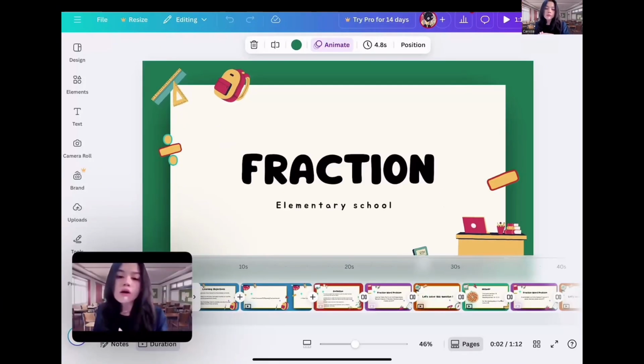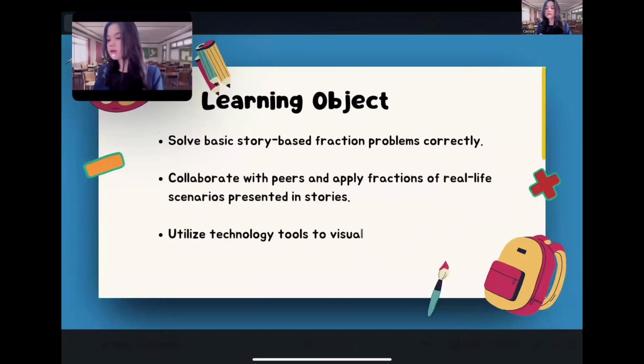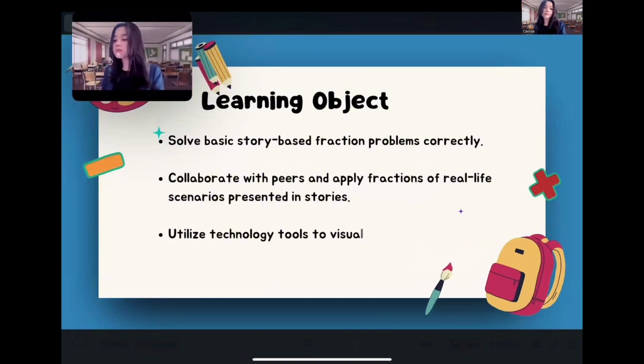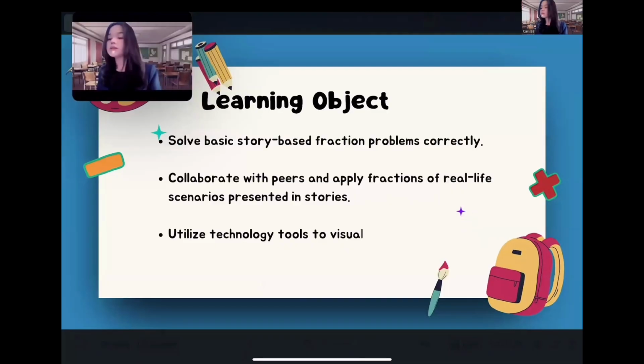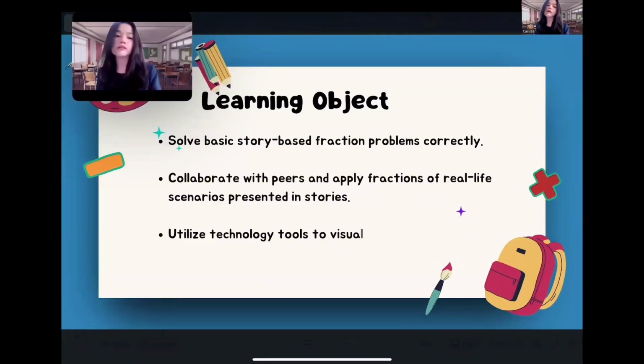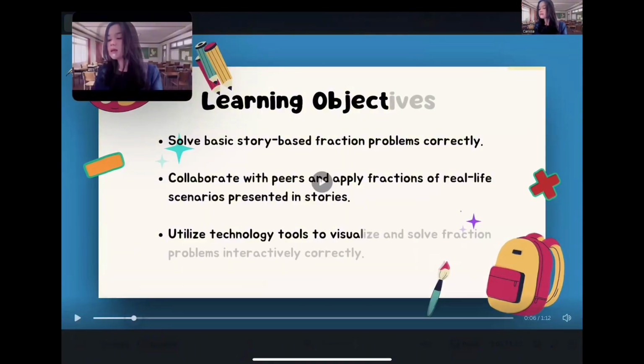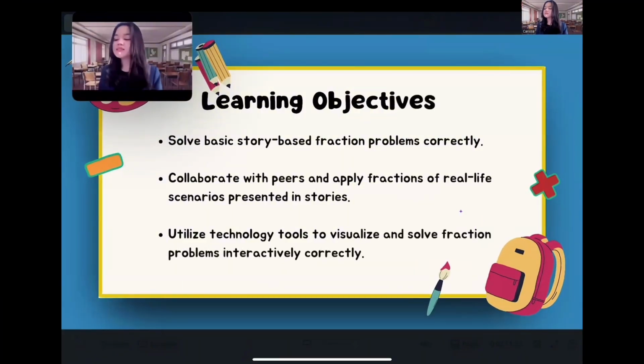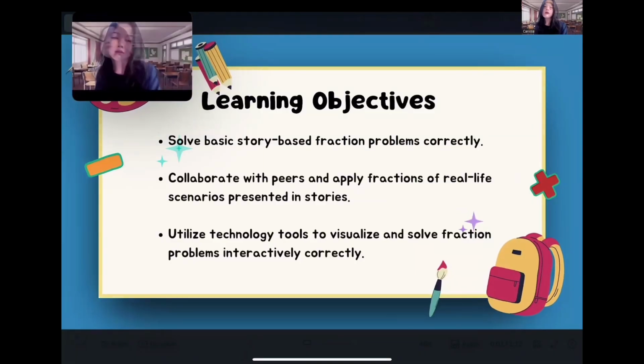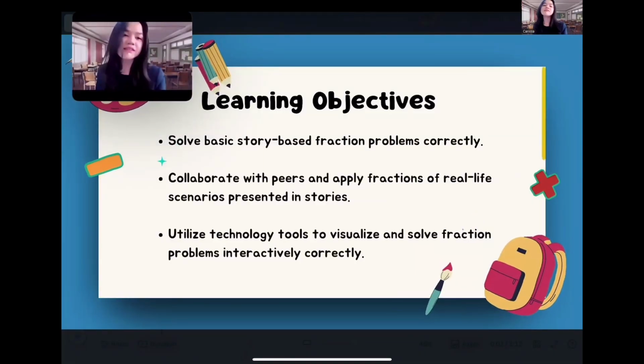All right, you may be wondering, Miss, what are our learning objectives for today, so that you're not confused and you know what to expect in this lesson? Firstly, you will solve basic story-based fraction problems correctly. Then you will collaborate with your friends and apply fractions to real-life scenarios presented in stories using simulation, and then utilize technology tools to visualize and solve fraction problems interactively and correctly. All right, that was all our learning objectives for today.